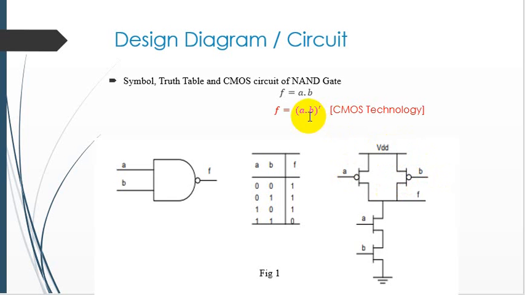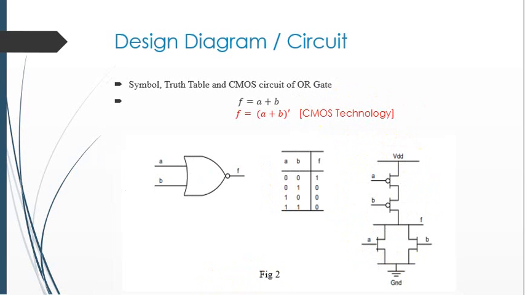So in the case of the dot, the NMOS are connected in the form of series. So here are the NMOS, these are connected in series. So here it's a serial compound logic diagram.